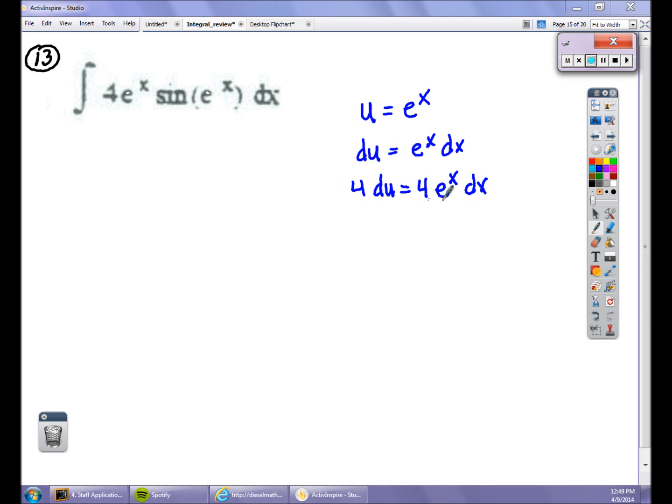And now my substitution. 4 goes out front. Then just take the integral of sine u. That's going to be negative cosine u. And instead of cosine u, I'm just going to skip right to the chase there. Cosine e to the x, it was negative, makes it negative 4, plus your constant.